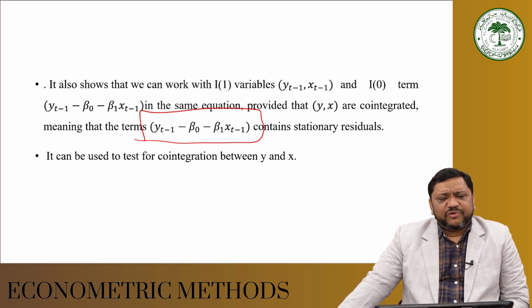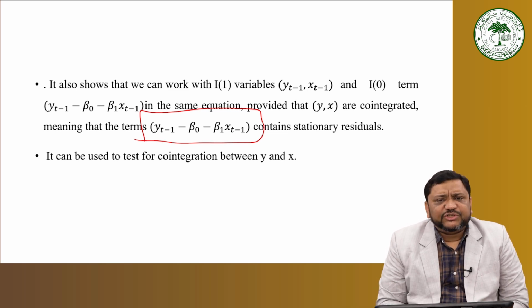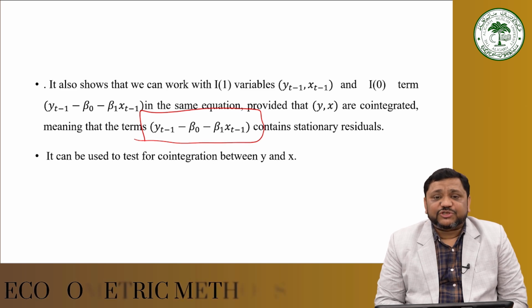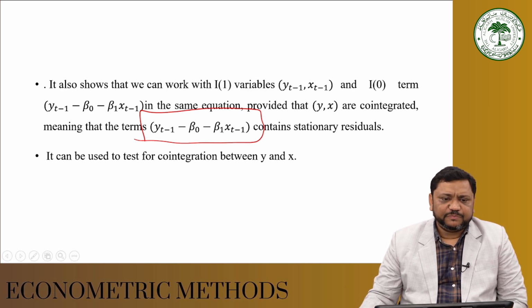So, a dynamic relationship between I1 variables, which includes a cointegrating relationship, is known as the error correction model. It allows for the existence of an underlying or foundational link between variables, that is a long run relationship, as well as the short run adjustment, that is changes between variables, which leads to adjustment towards the cointegrating relationship.